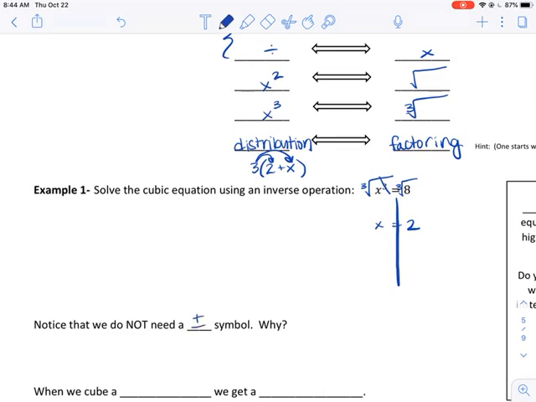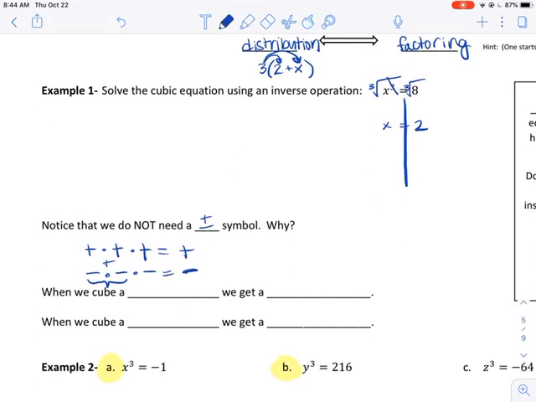And the reason why is if you look, a positive cubed equals a positive. I feel like that one's not a surprise. But a negative cubed, what does that equal? A negative times a negative equals a positive. So a positive times a negative equals a negative. So a negative cubed equals a negative. So let's write that down. When we cube a positive, we get a positive.